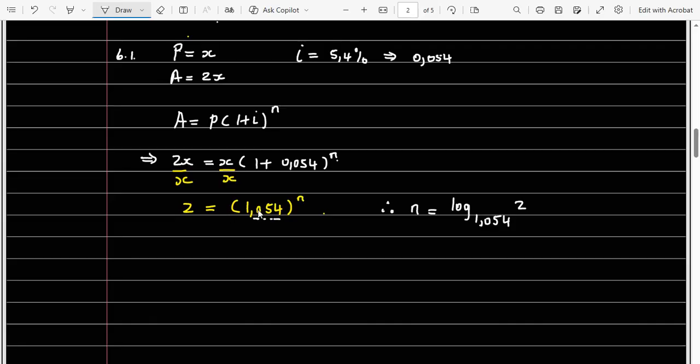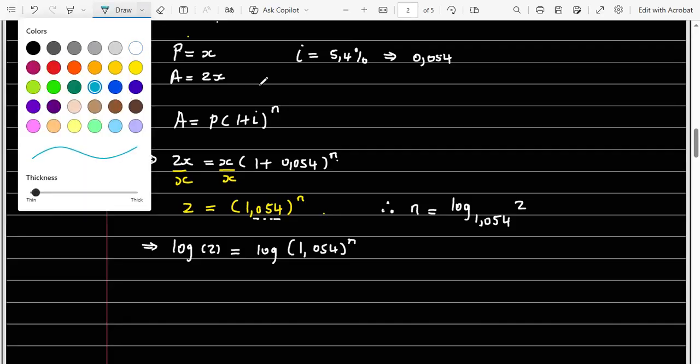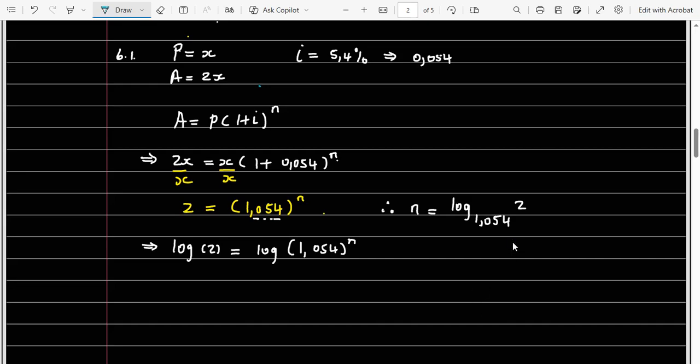First things first, you can log both sides. This has to do with the laws of logs. I can say log of 2 is equal to the log of 1.054 to the power n. There's a rule for logs that says if I have the log of a to the power n, I can bring the n in front and write this as n times log a. This is the rule that I'm going to apply to solve that problem. So I'm going to say the log of 2 is equal to, bring the n in front.